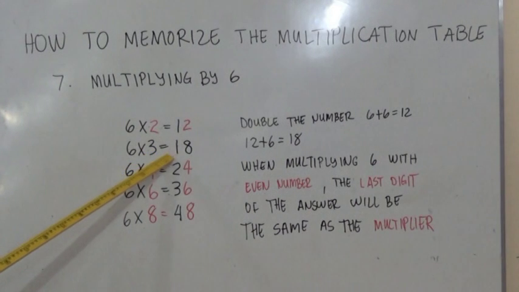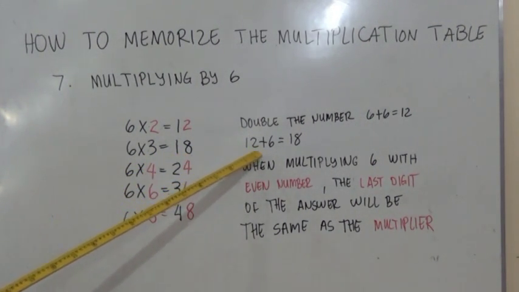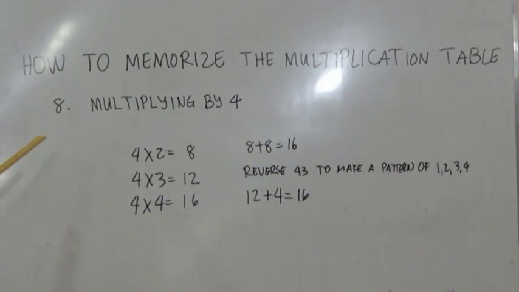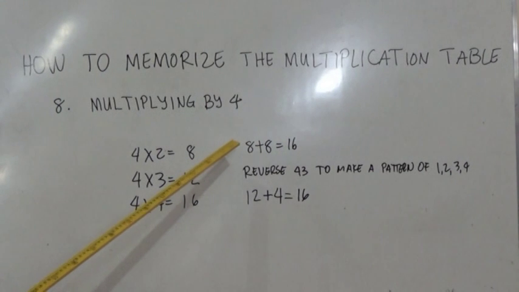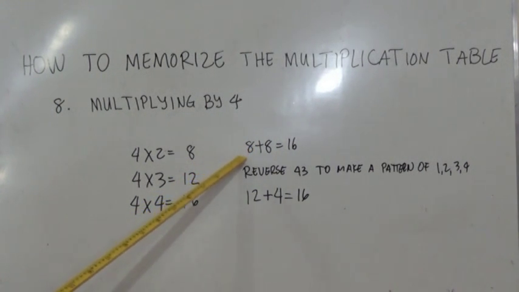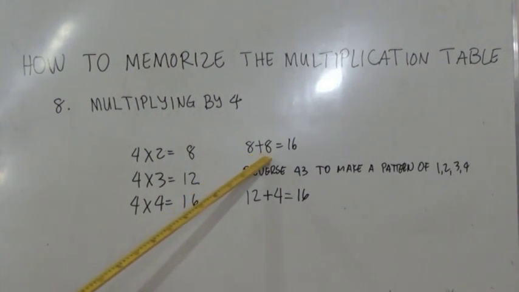6 times 3 equals 18. We just add 6 to 12. Multiplying by 4. There are 3 combinations left, and one of them is 4 times 2. Again, double the number, or we add the number by itself, and in this case it is 8 plus 8, which is 16.